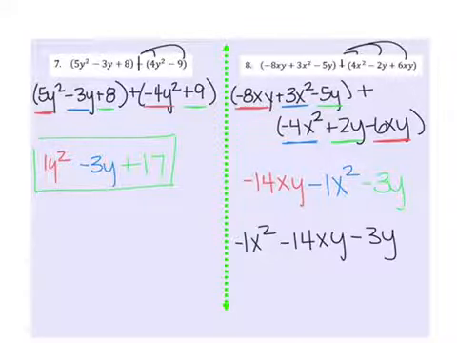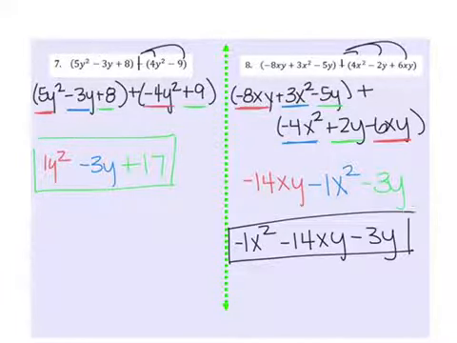So here are the two answers I got. Be careful when you get to number 8. You want to make sure that you're written in standard form, and standard form tells me I have to have the highest exponent first. So I had to rewrite this so I had the x squared as my first term, and then decreasing from there. So my x to the 1 would be next, and then my y's would be after that.